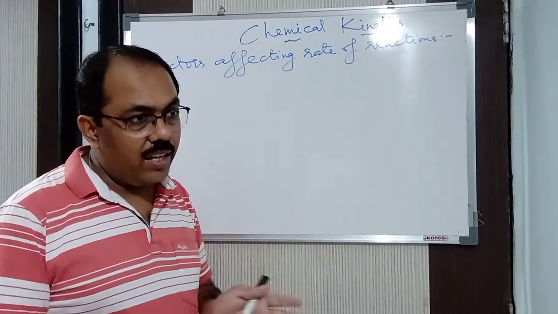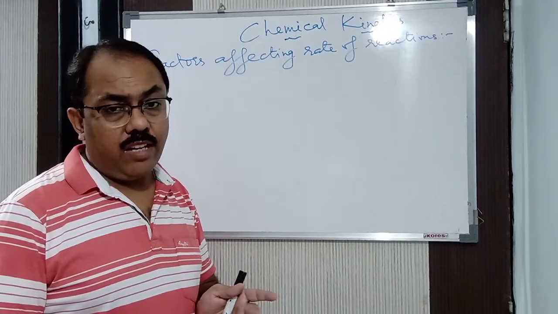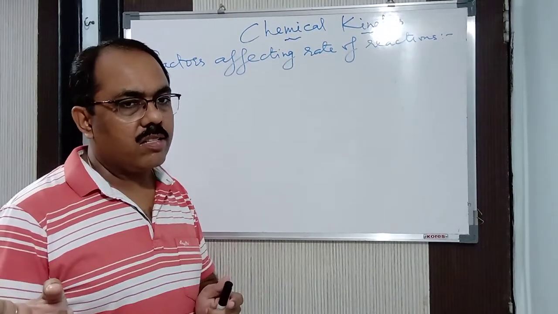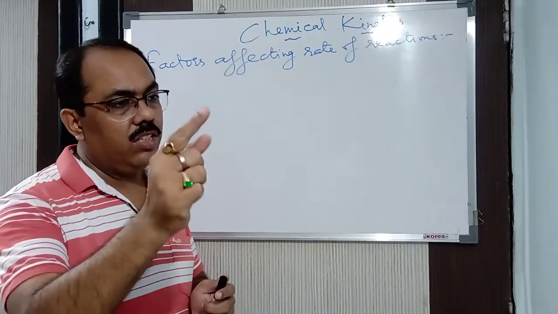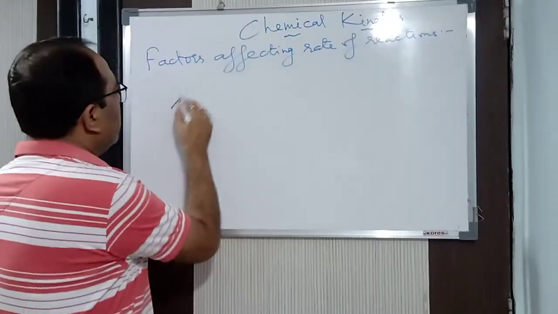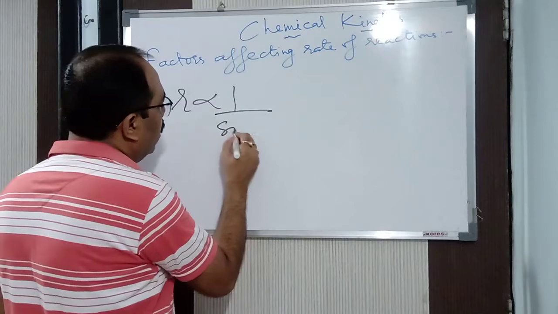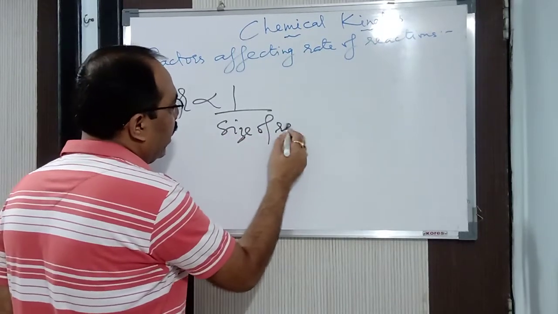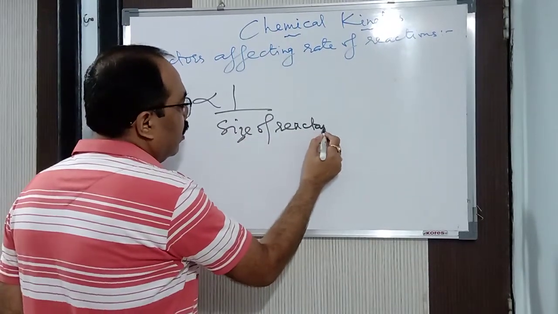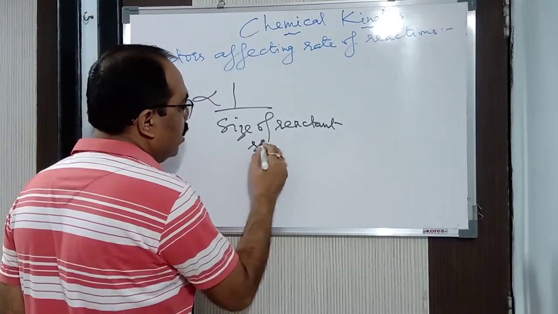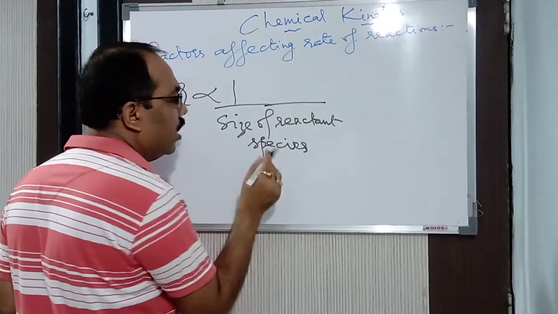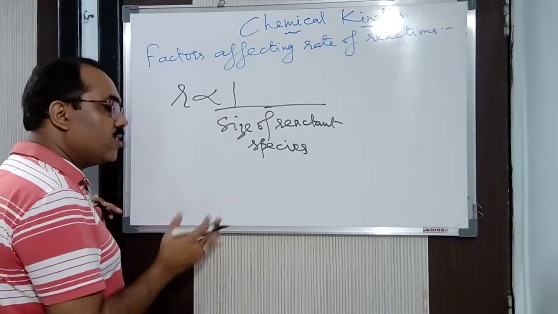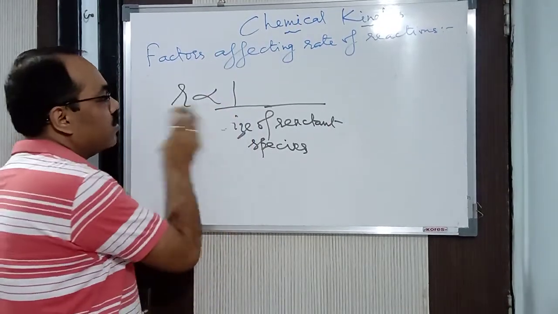So when the surface area increases, the rate of reaction increases, or when the size of the reactant decreases, the rate of reaction increases. So the rate of reaction is inversely proportional to the size of the reactant species. If the size of the reactant species is smaller, the rate will be faster. It's inversely proportional. Alright, I hope you understood this.